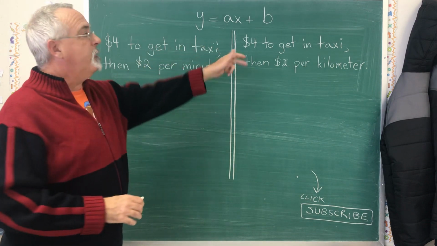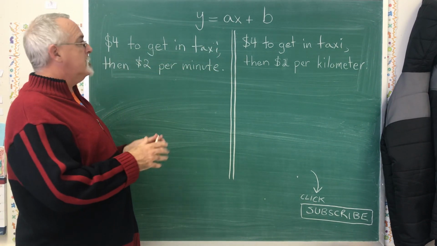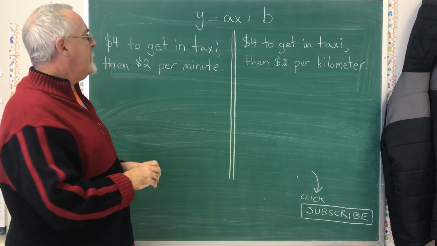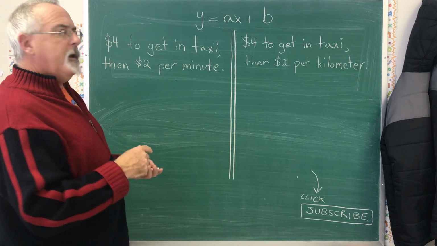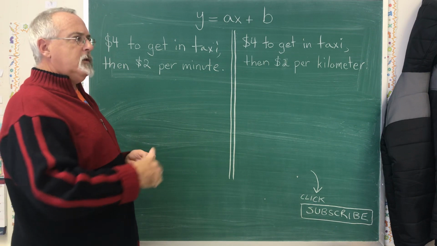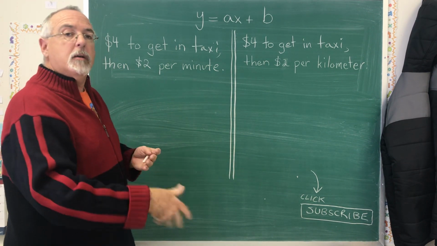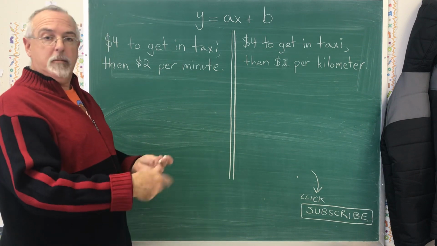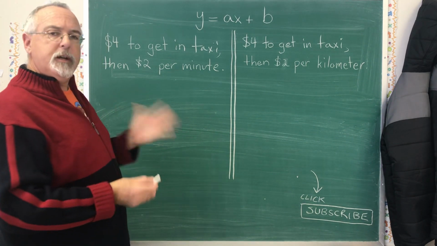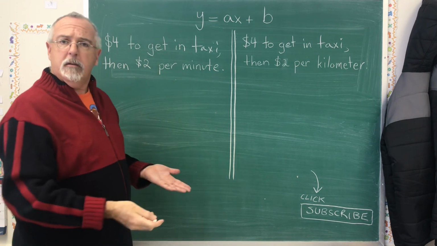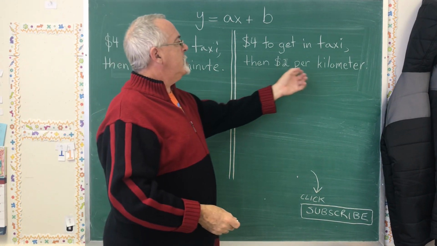It's not necessarily $4. I chose $4 because it's a round number and easy to use when I'm doing the math. But then once you're in the taxi, once the ride starts, they're charging you as time goes by and as the kilometers roll by. But wait, which is it? Is it that they're charging you a certain amount per minute, or are they charging you a certain amount per kilometer?